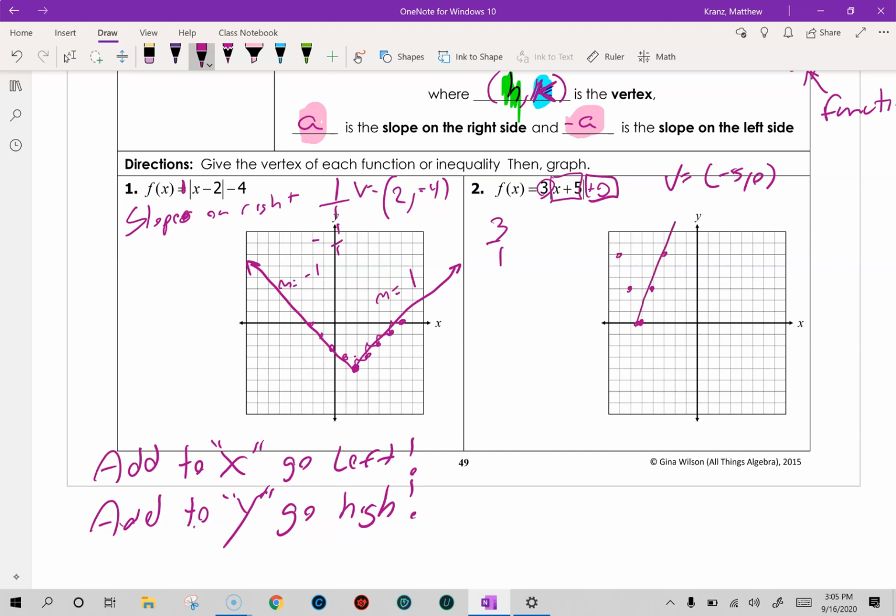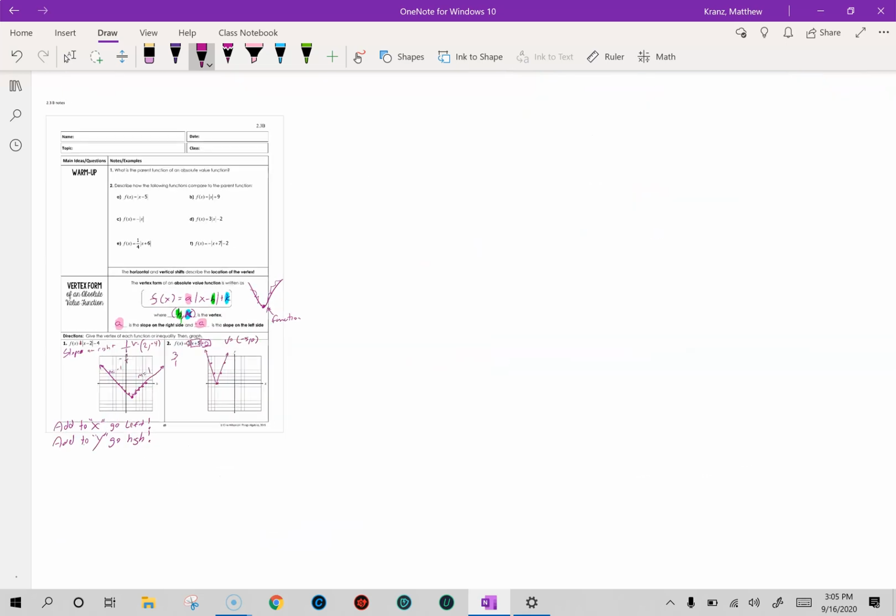And this is what my absolute value function will look like. Right, so this really isn't that bad if you just look at what's going on here.